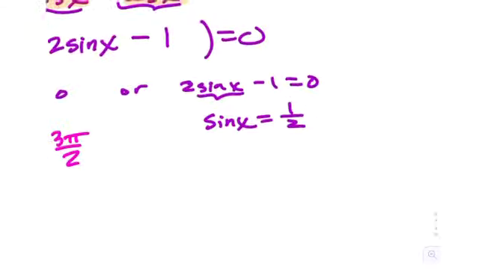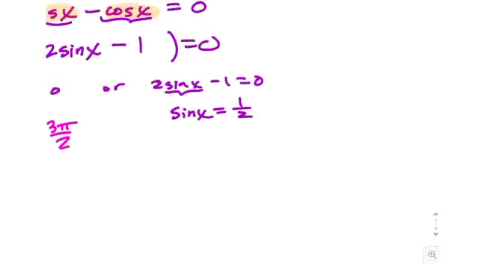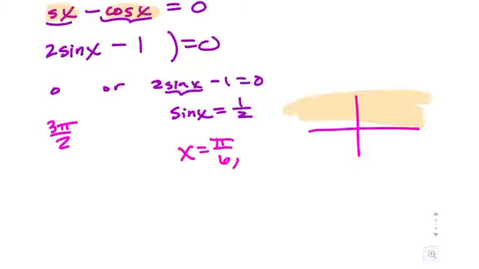And then over here, where is sine equal to 1 half? Sine is y, right? So that's going to be quadrants 1 and 2. And that's your pi 6 reference angle. So one of them's got to be pi 6 and the other one is 5 pi 6.